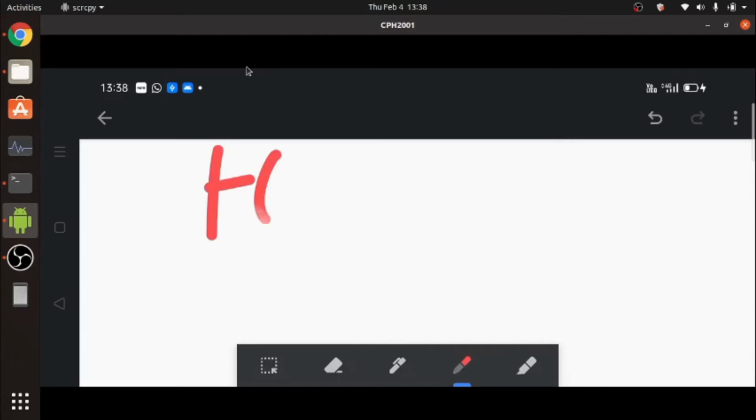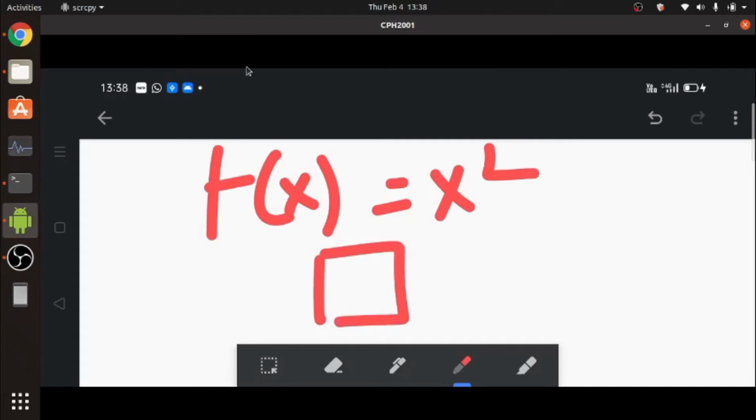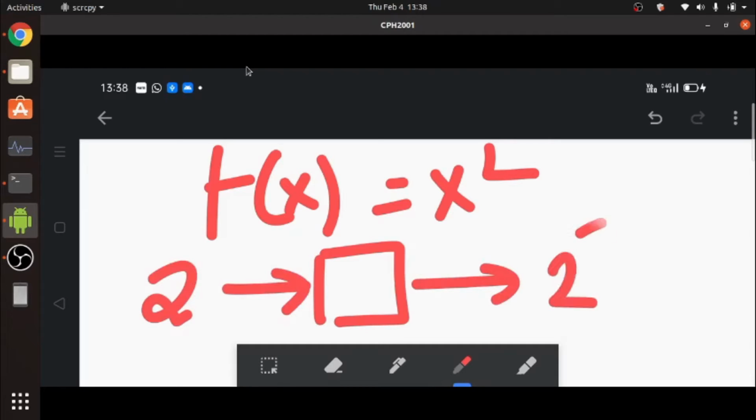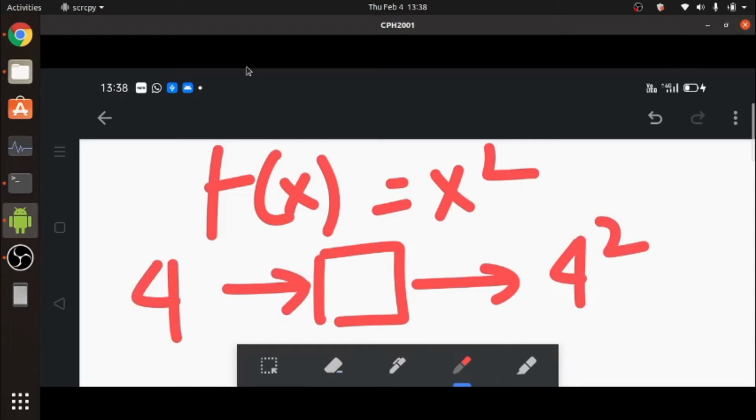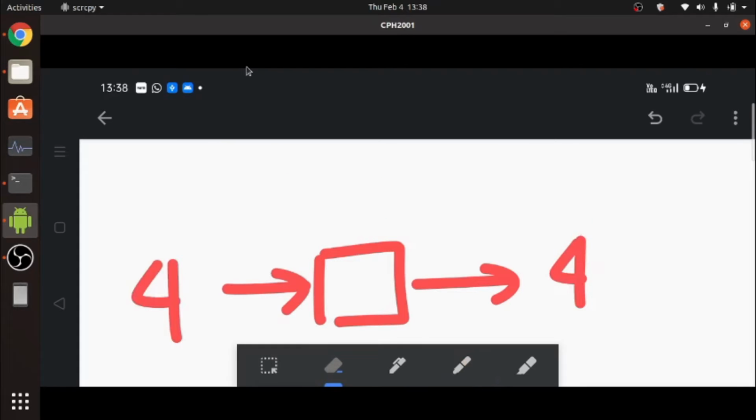And how do these functions actually look? Let's say f of x equal to x square. This box will take in some 2 and it will put 2 in place of x, so it becomes 2 square. Or it takes some 4 and it will become 4 square. So this is really what a function is.